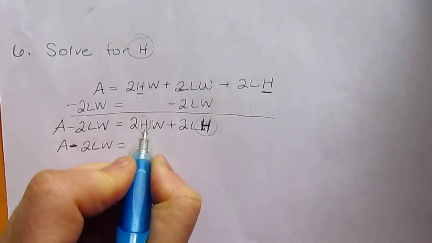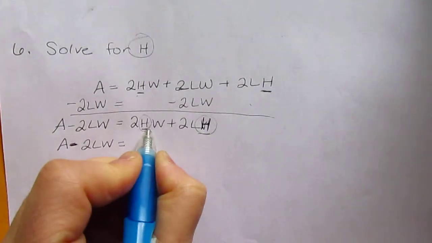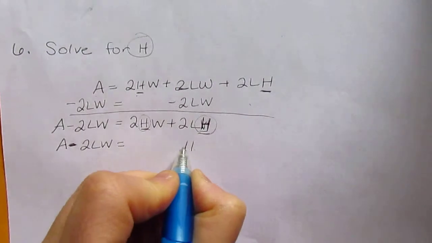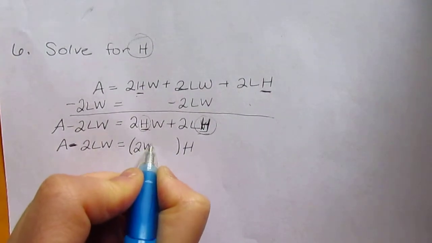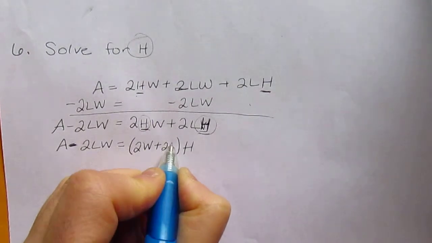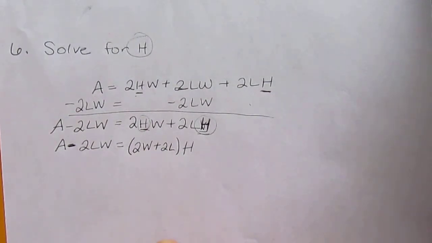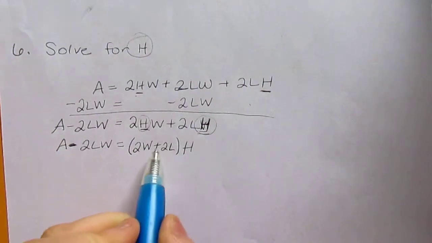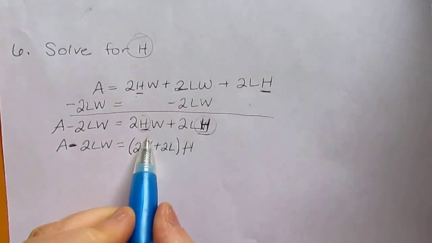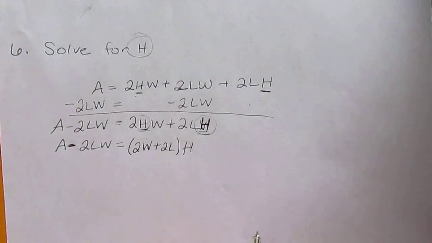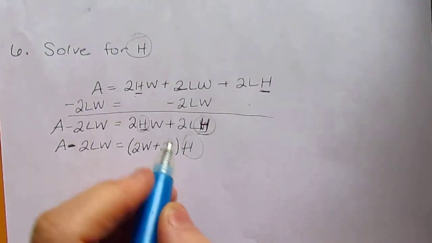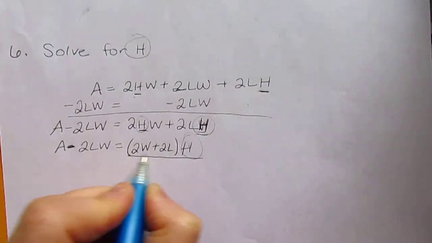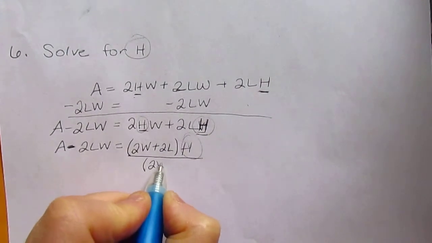And the right hand side, let's do what we did before. Let's pull out an h and write down what's left. 2w plus 2l. All I did was rewrite that, reverse distribution. If I actually multiplied that in, I'd end up with those two terms. I'm solving for h. I need to undo multiplying by this, so I divide by it.